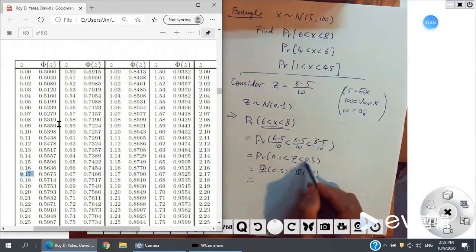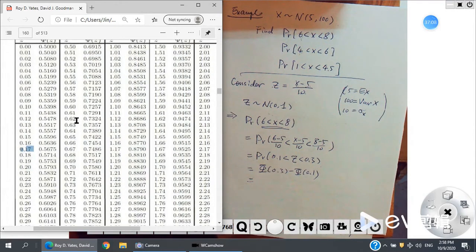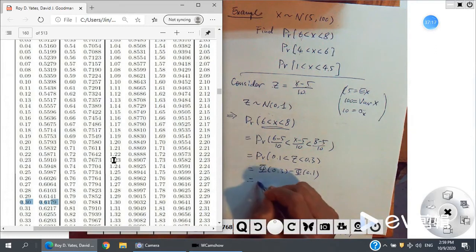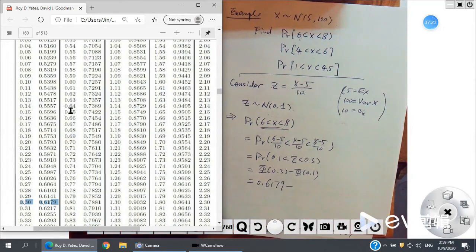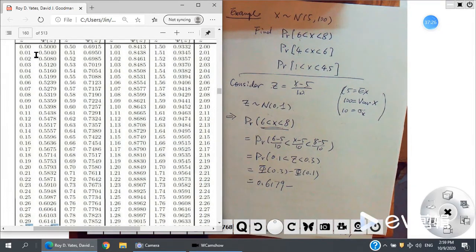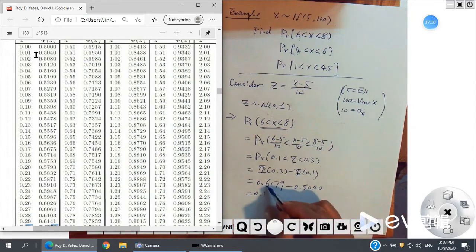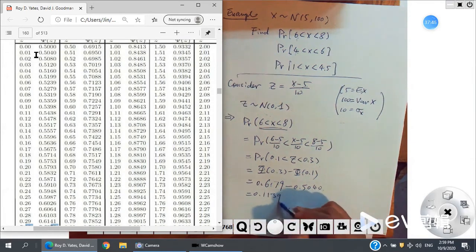And phi of 0.3, check the table. 0.3 is here, right? That is 0.6179, and minus phi of 0.1, which is here. It's 0.5040. Okay, this is 0.1: 6 minus 5, I get 1, 1 over 10. Okay, so this is the probability.